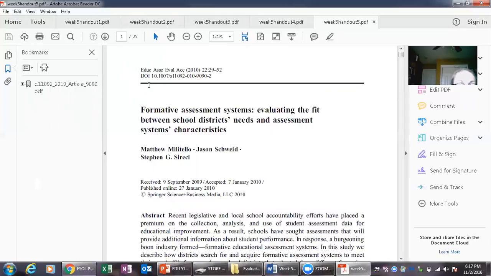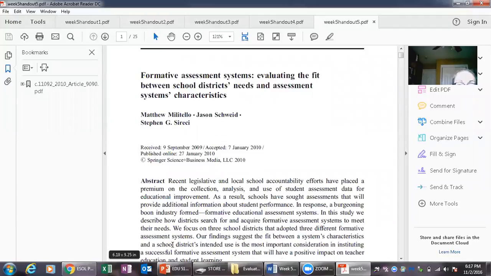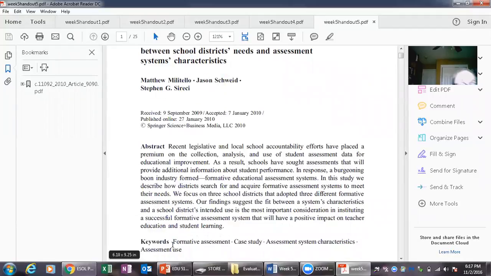Recent legislative and local school accountability efforts have placed a premium on the collection, analysis, and use of student assessment data for educational improvement. As a result, schools have sought assessments that provide additional information about student performance. In response, an industry formed around formative educational assessment systems. In the study, we describe how districts search for and acquire formative assessment systems to meet their needs, focusing on school districts that adopted 3 different formative assessment systems. Our findings suggest the fit between a system's characteristics and a school district's intended use is the most important consideration in instituting a successful formative assessment system that will have a positive impact on teacher education and student learning.